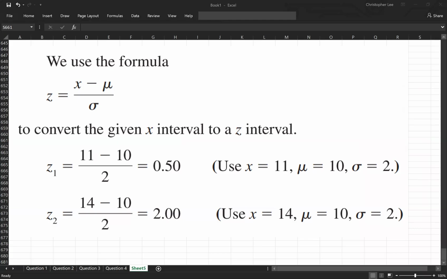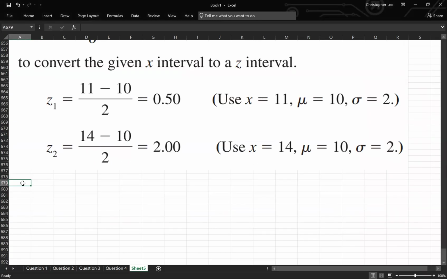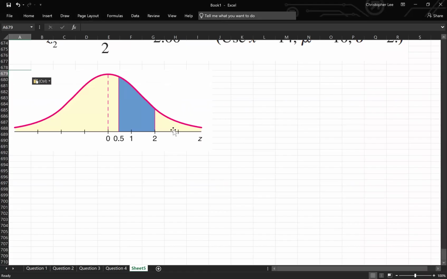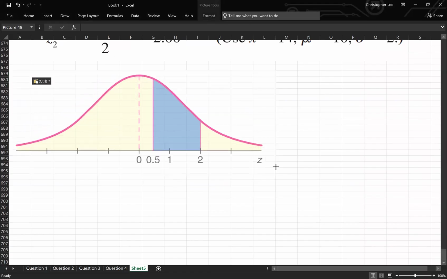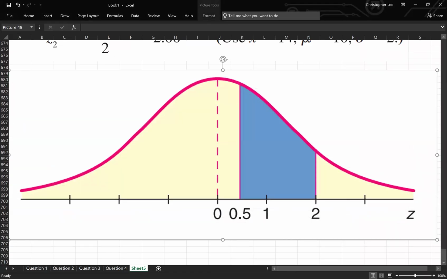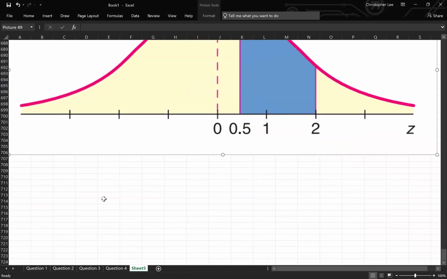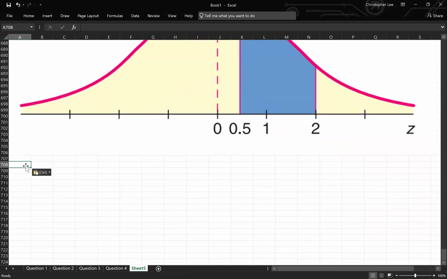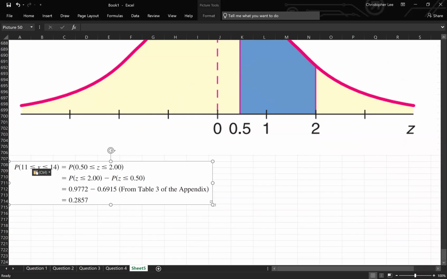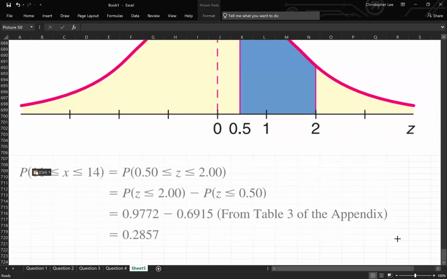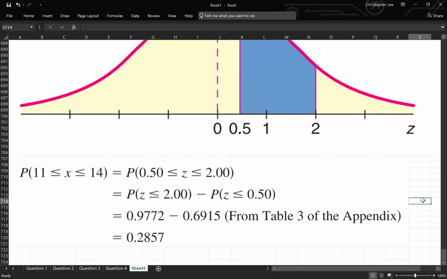Let me give you a little bit of a graph just to show you what I'm talking about. 0.5 to 2. This is what we're looking for. And the work that I want to see done when you do this question is this. They're asking you for the probability of 11 less than or equal to x less than or equal to 14, which we're then going to change into the probability of 0.5 less than or equal to z less than or equal to 2, right?